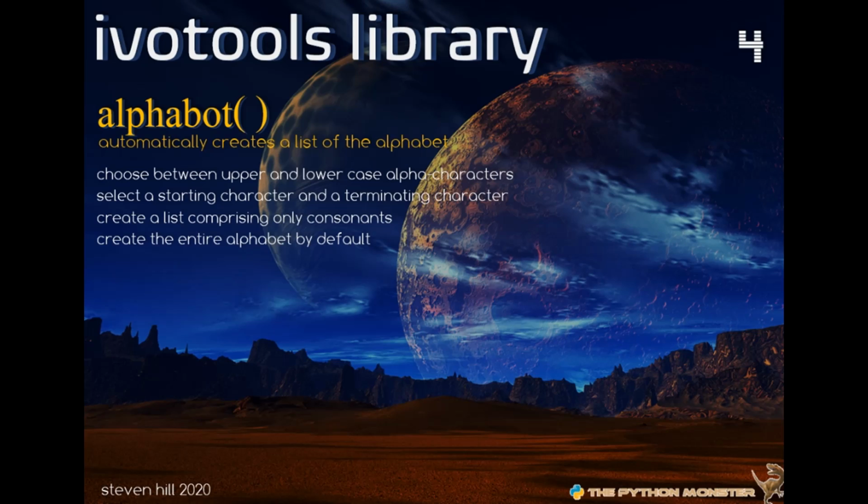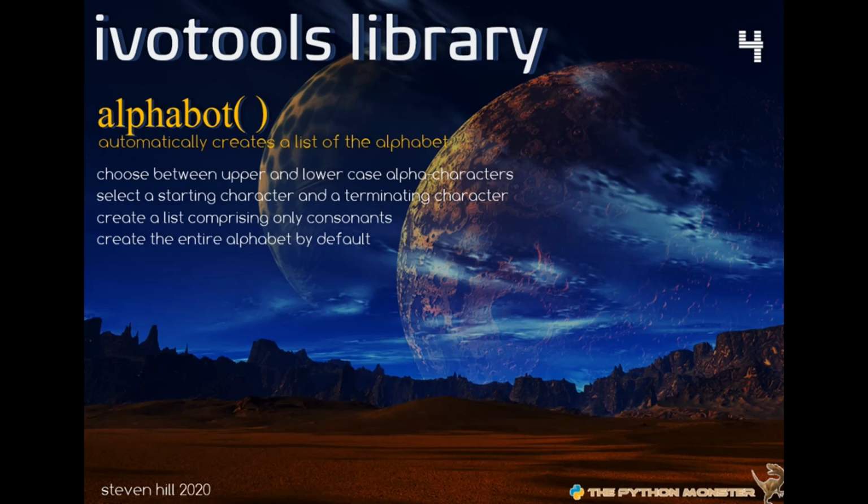You can create a list comprising only the consonants, and by default alphabot will simply bring you back the entire alphabet without any parameters. So this is a really useful function, guys, on the occasions where you need to be working with the alphabet, for example a cipher program, or you're doing a little bit of encryption, and it just takes away the time that's needed to manually type in the alphabet as literals. Okay, so saving you the time of having to type in 26 characters of the alphabet into a list. And alphabot will do lots of things for you just to make life a little bit easier.